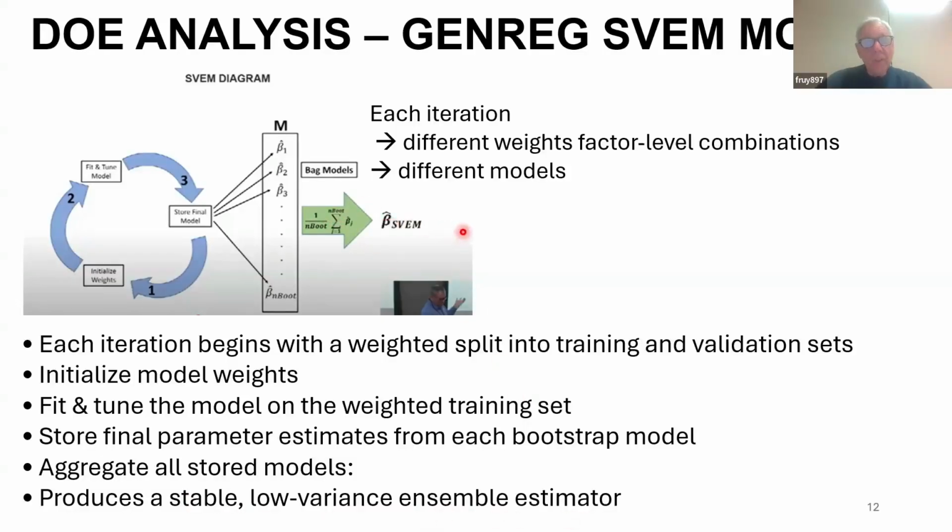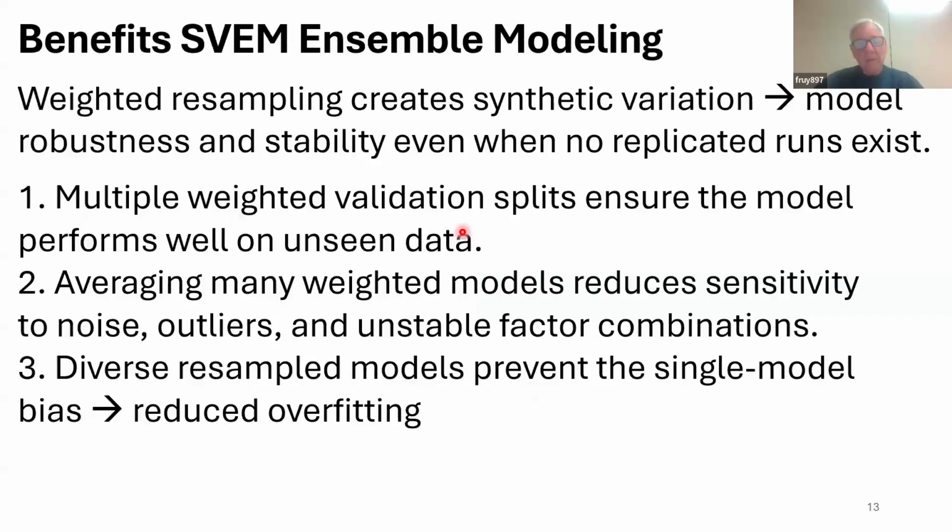Why do we do this? What is the motivation? Well, this weighted resampling creates a synthetic variation, and this generates robustness and stability even when there are no replicated runs. What is happening in production is maybe you have just taken a sample of 20 hours. It's a one-shot sample, but of course in production, when time changes, also the weight of the different effects can change. So this is like a simulation of the different models over time.